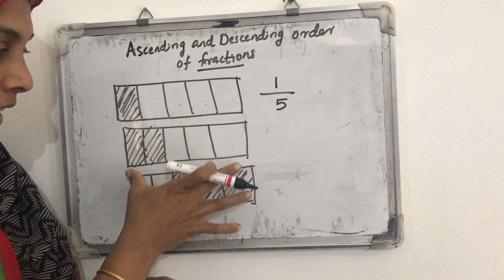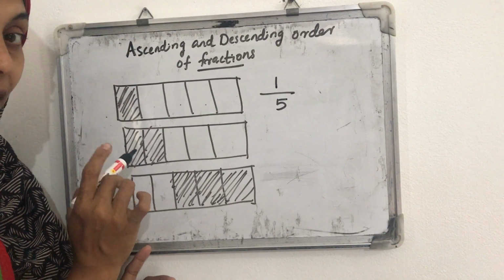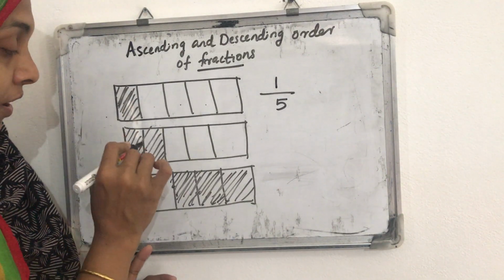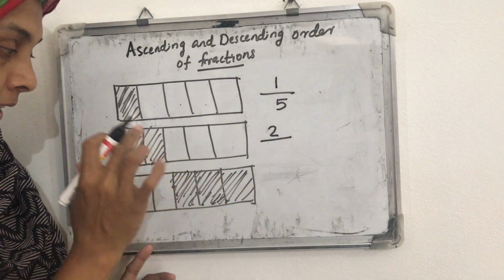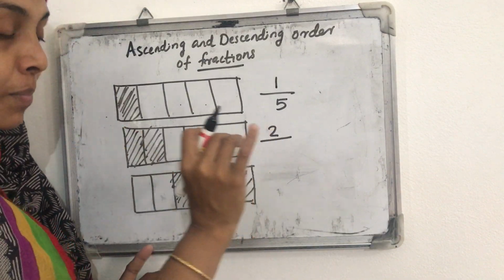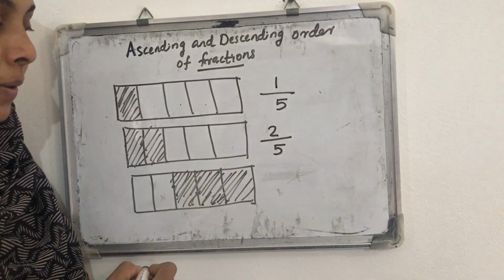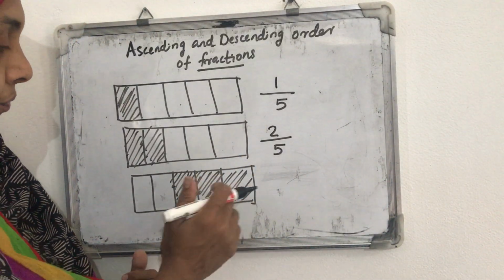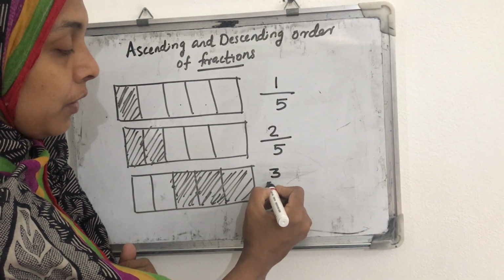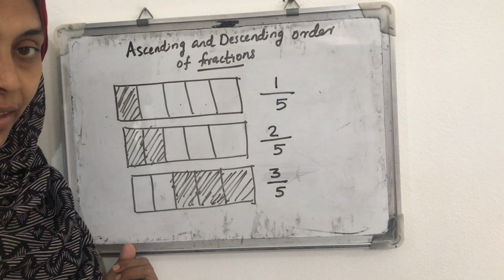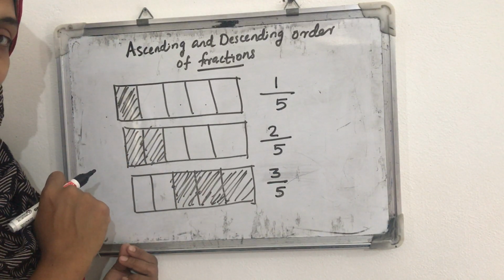Then what is the fraction of this shaded part in this case? This is also the same length rectangle, the total whole part is the same length. In this case we shaded 2 parts, so the numerator will be 2. And for the denominator we also count how many total parts are there: 1 2 3 4 5, so the denominator here is 5. Now in this case 3 parts are shaded, so the numerator will be 3 and the denominator will be 5.